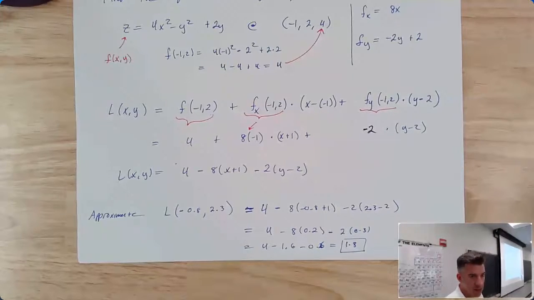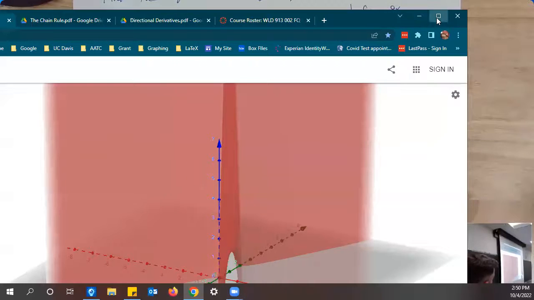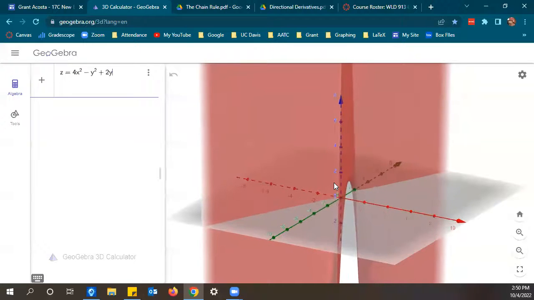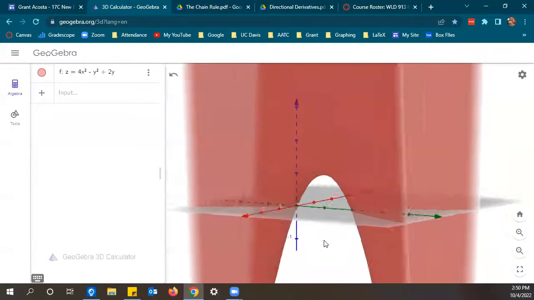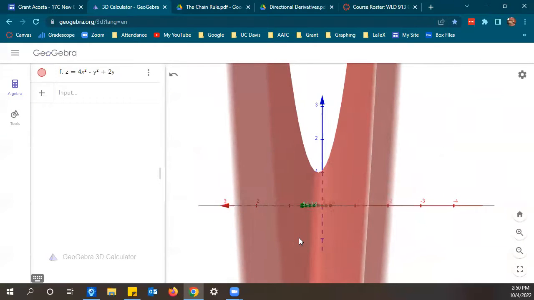If we graph this thing, what do we got here? 4x squared, and you can't see it yet, just 1 second, minus y squared plus 2y. Well, that looks pretty crazy. There's our surface. We zoom out. It's kind of bonkers. If we go in, you can see that if you're making even small changes in x and y, it might lead to some pretty drastic changes in your function output value.